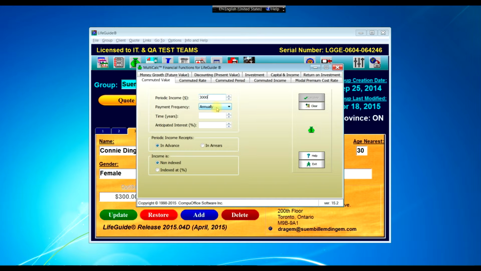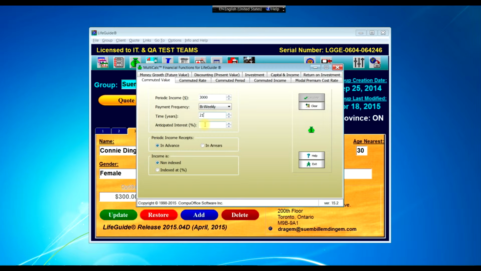So we should put things together to reflect the flow of income as closely as possible to the real cash flow of the income. So since in this case this example person is being paid bi-weekly, we'll change this to bi-weekly. And I mentioned 21 years, so let's put 21 years in here.